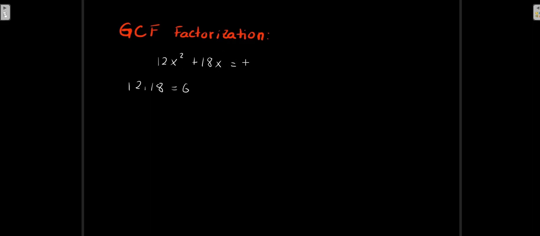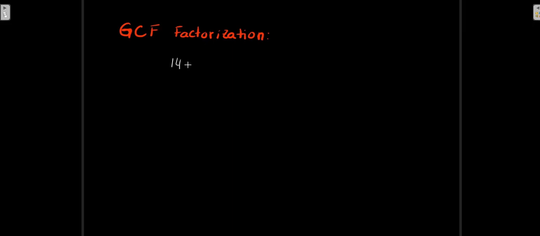So we factor out 6 and we factor out x. And we multiply that by anything we are missing to get to this expression. So what do we multiply by 6x so that we get 12x squared? We can multiply it by 2x. 6x times 2x equals 12x squared. Plus, what do we multiply by 6x so that we get 18x? Pretty easy. We can multiply by positive 3. And we are done.